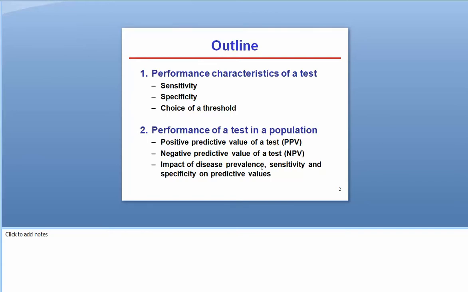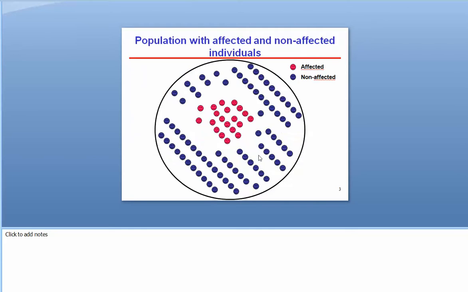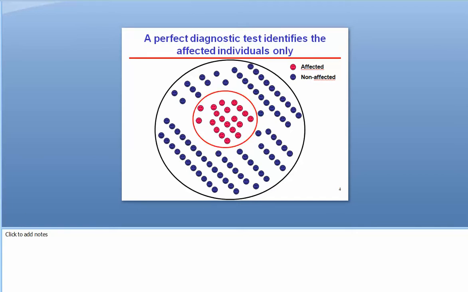Okay, let's go to the next slide. So here's a picture. If you have a disease, not that many will usually get it, right? Only a few of them will get it. The reds are affected and the blues are non-affected. So this is how the diagram or representation of a population may look. Next, go to the next one.